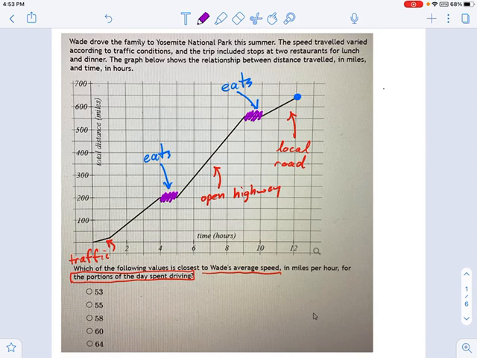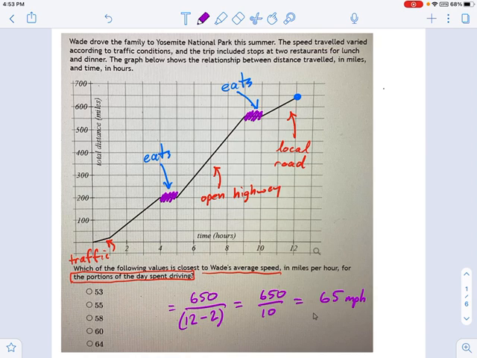So to figure that out, you calculate the total distance. That's 650 divided by the time spent driving. Well, how much is in those eating sections? It looks like 1 hour for lunch and 1 hour for dinner. So we're really talking about 12 hours minus 2. So this is going to be 650 over 10 hours, not 12 hours, which is basically about 65 miles per hour. Now, it would be a lot lower if we averaged in the time spent eating, but we're not doing that.